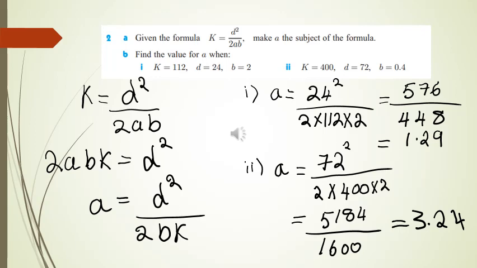Using the same procedure, we're going to solve for part ii. a equals 72 squared. Solve for 72 squared first. It's 5,184 divided by 2 times 400 times 2. The 400 is the substitution for k. So it's 5,184 divided by 1,600. It's equal to 3.24.